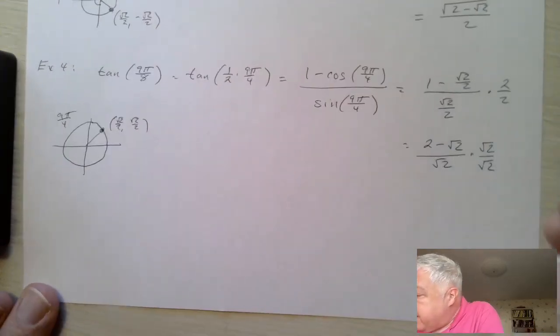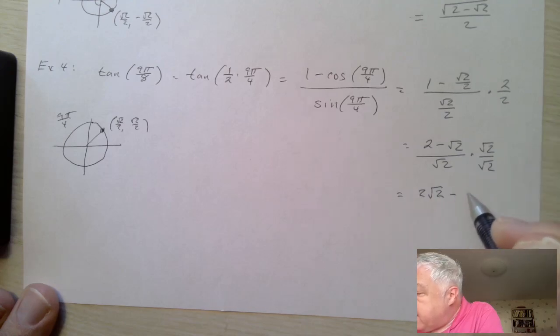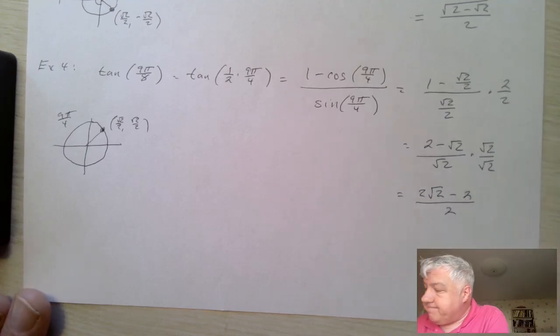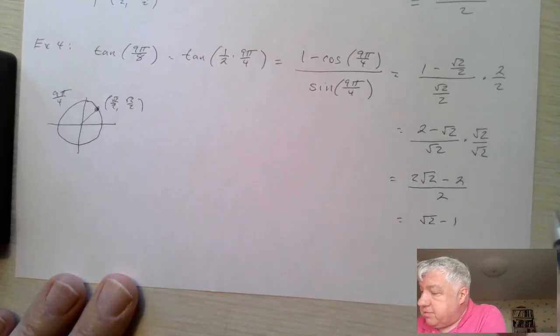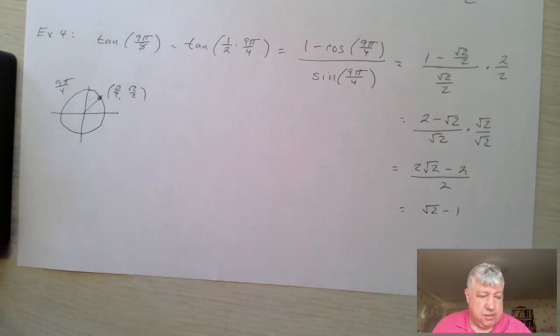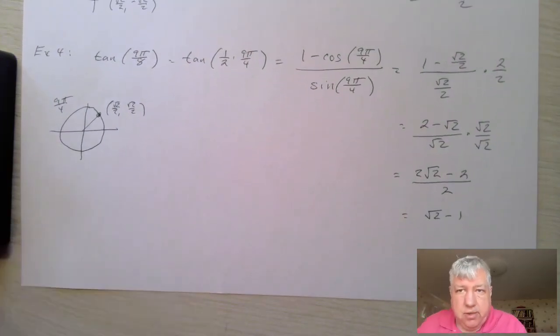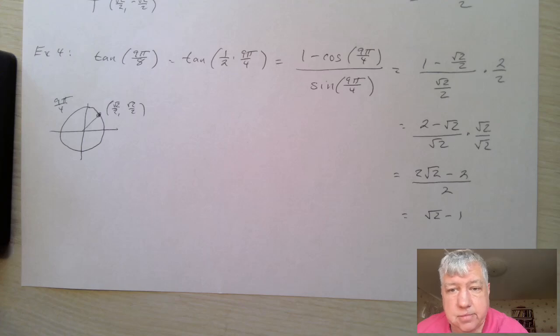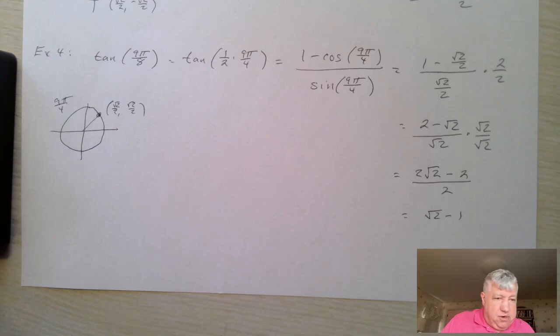And now we get 2 square root 2 minus 2 over 2. I guess which simplifies to square root 2 minus 1. Okay, I guess that's what it is. I did it wrong on my notes, but okay, if we did everything correctly. Okay. Let's go to the next sheet. Example number 5.